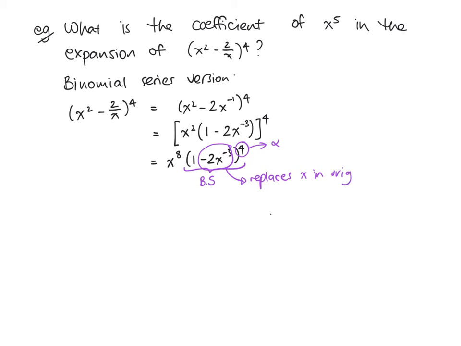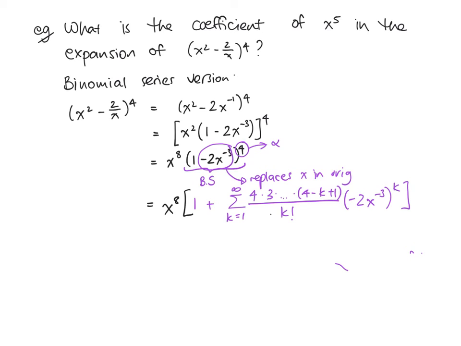Okay, so if I write this all out, then I have x to the 8 all times, and now I'm writing out my binomial series. So I have 1 plus the sum from k equals 1 to infinity of 4 times 3 all the way down to 4 minus k plus 1 all over k factorial. And then I have to replace my original x to the k with minus 2x to the minus 3 all to the k.